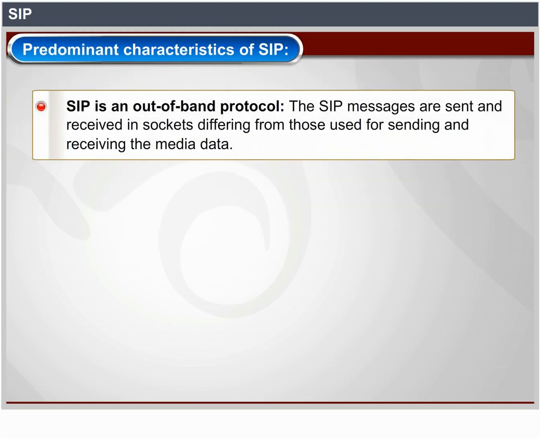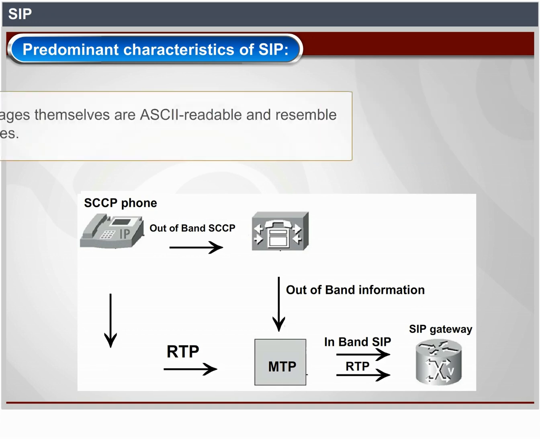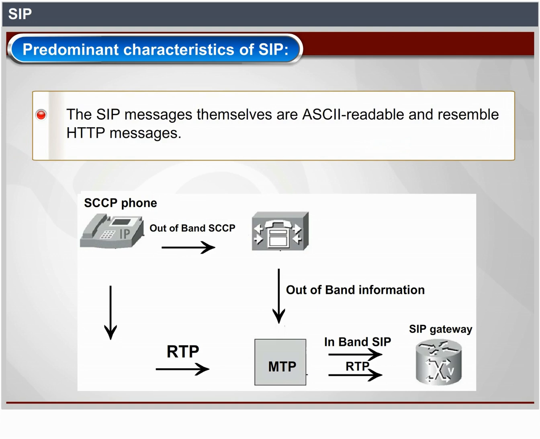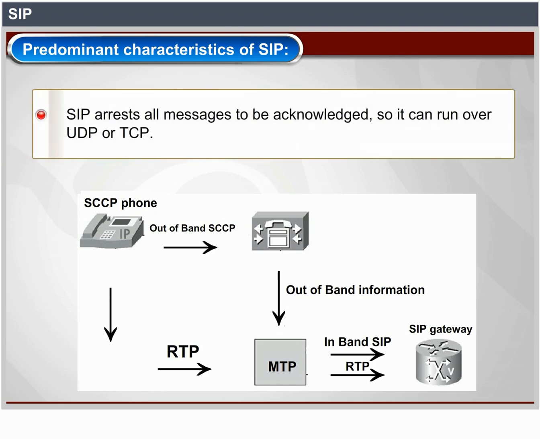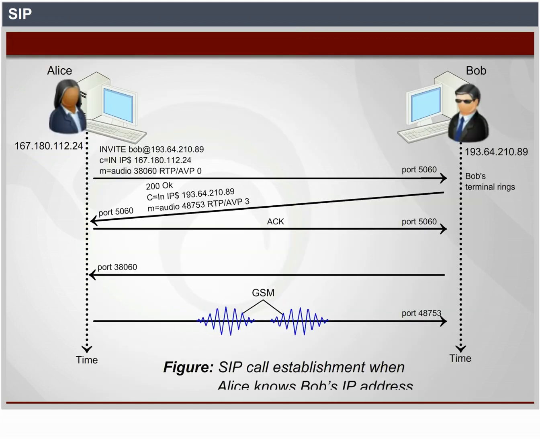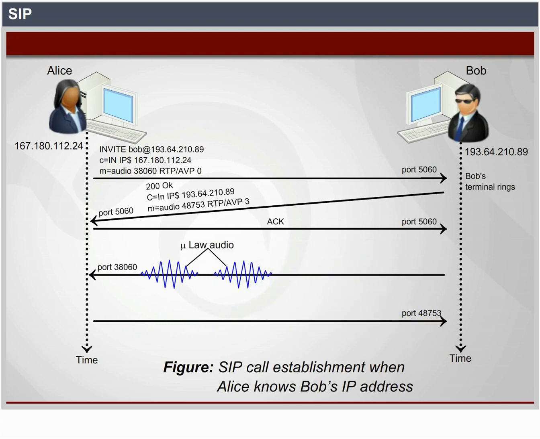Key characteristics of SIP. SIP is an out-of-band protocol. The SIP messages are sent and received in sockets that are different from those used for sending and receiving the media data. The SIP messages themselves are ASCII readable and resemble HTTP messages. SIP requires all messages to be acknowledged, and it can run over UDP or TCP. Figure: SIP call establishment when Alice knows Bob's IP address.